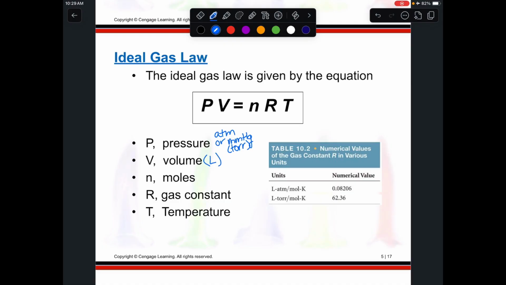Now, volume is very specific. It has to be in liters, not milliliters. It has to be in liters. Moles, of course, we know has to be in the unit of moles. So there is that n, again, that we saw previously in Avogadro's law.